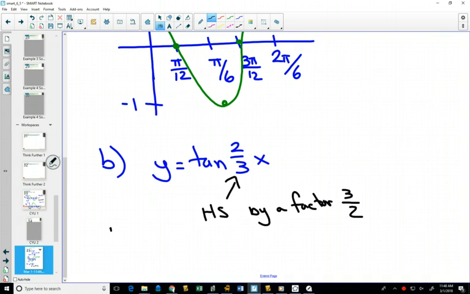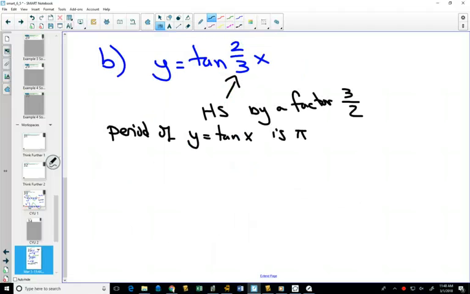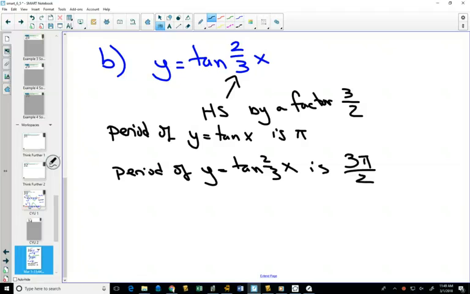Now our period of tan is pi. So if we multiplied all of our x values by 3 over 2, our period of y equals tan 2/3 x is 3 pi over 2.